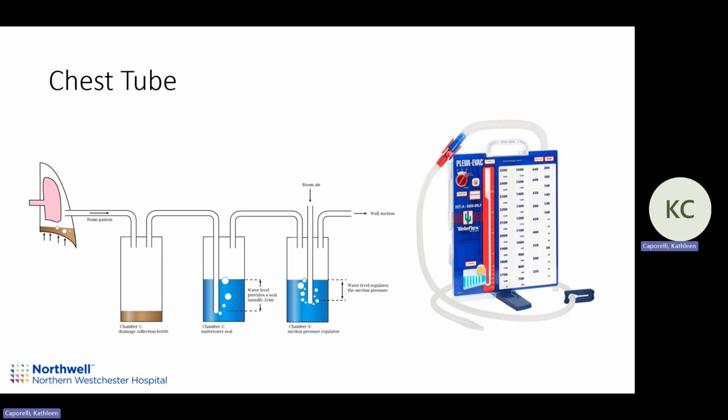And then the third chamber is the suction pressure regulator. I personally don't understand this perfectly, but the general principle is that the level between the bottom of this and the level of water regulates the actual amount of pressure that the patient feels when you put them on suction. Okay, and in the older Pleur-evac, you'd actually see bubbling from this chamber.